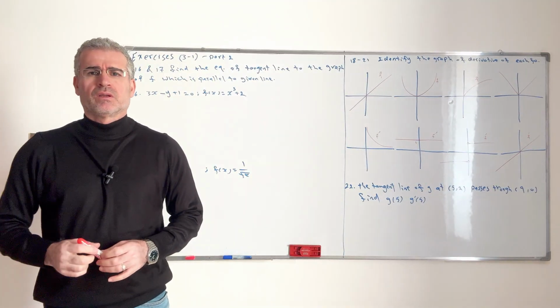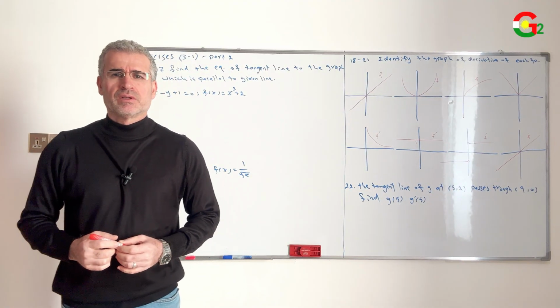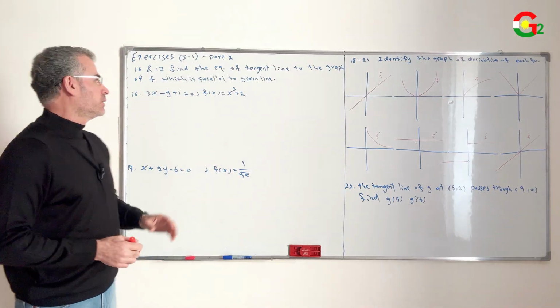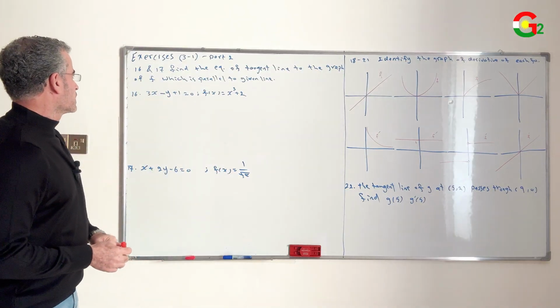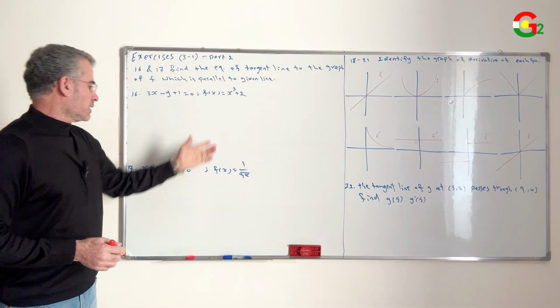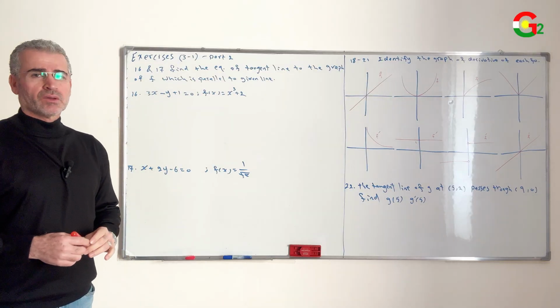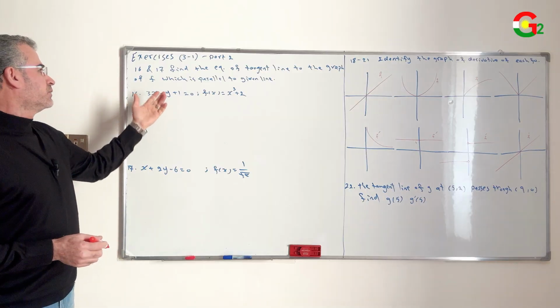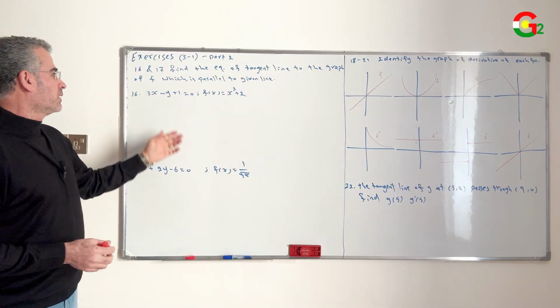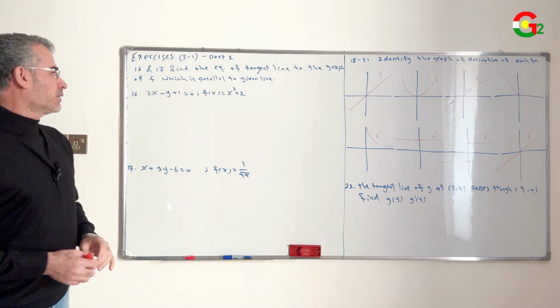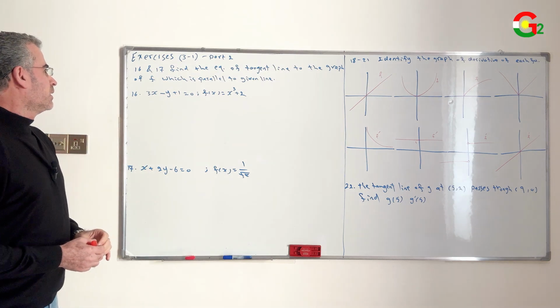Hello everyone. In this tutorial I will complete solving the exercises of lesson 3.1. We reach number 16. For 16 and 17, find the equation of the tangent line to the graph of f which is parallel to the given line. This is the line and this is the equation of the graph.